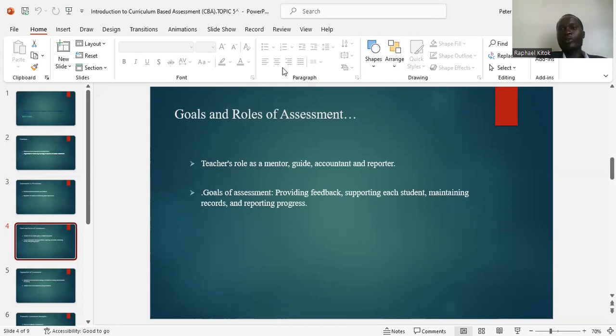We are supporting each student. You support your student by knowing after you have received feedback from them. So the next thing you are supposed to do now is to find out the best strategy to support your student in his pursuit of learning. We are maintaining records. You maintain records as a teacher and report progress.